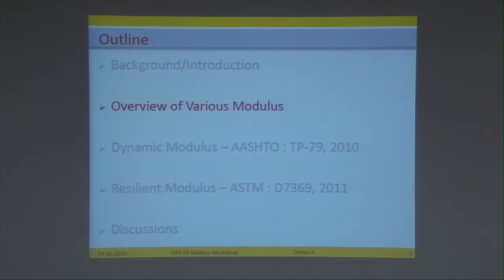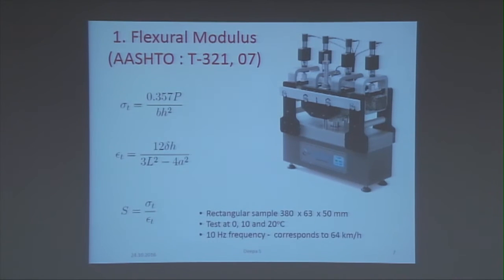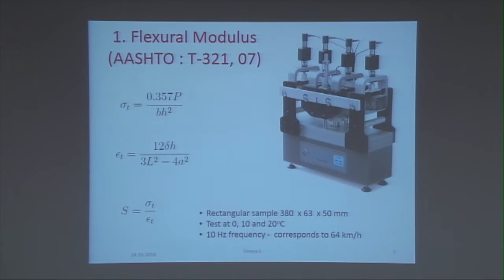So, here comes the overview of various modulus, and the first one is the flexural modulus, which is conducted as per AASHTO T321 2007. In this we use a rectangular beam sample of 380 mm length, 63 mm width and 50 mm height, and the sample is loaded by means of 2 inner clamps and 2 outer clamps. The material is subjected to sinusoidal loading by means of an actuator which applies load from the bottom, and the central deflection in the beam is measured by means of an LVDT mounted at the middle of the sample. The sample is loaded in such a way that the middle 1/3 portion of the beam is subjected to pure bending, and we conduct the test at 0, 10 and 20 degrees.